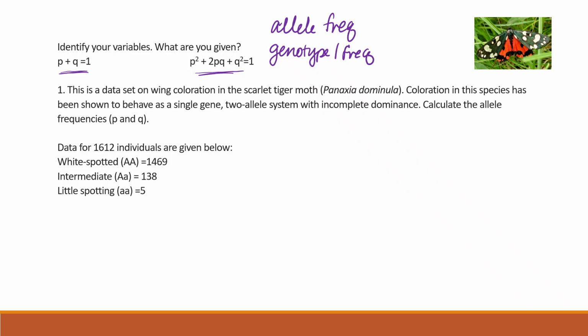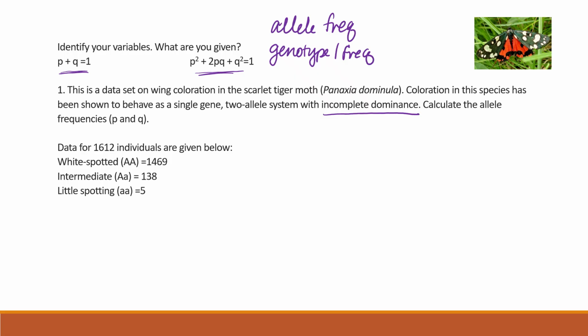In this example here, coloration in this species of scarlet tiger moth is a single gene, 2 allele system. So this is what we've been doing all along with incomplete dominance. Now, the type of dominance doesn't actually matter too much for our Hardy-Weinberg calculation because we have 2 alleles. One will be set equal to p, one will be set equal to q.